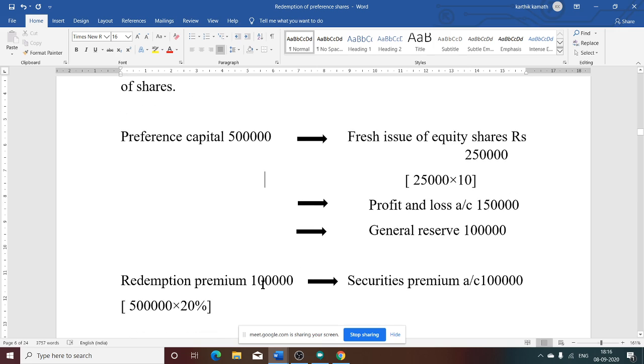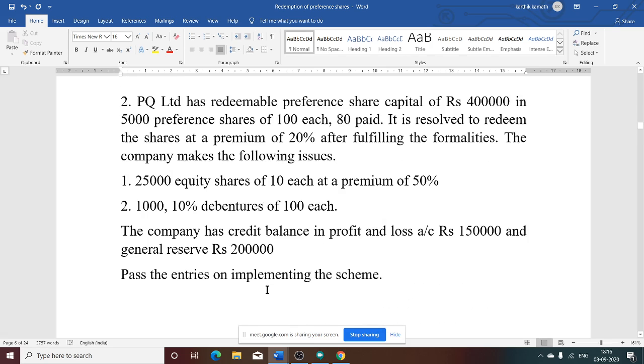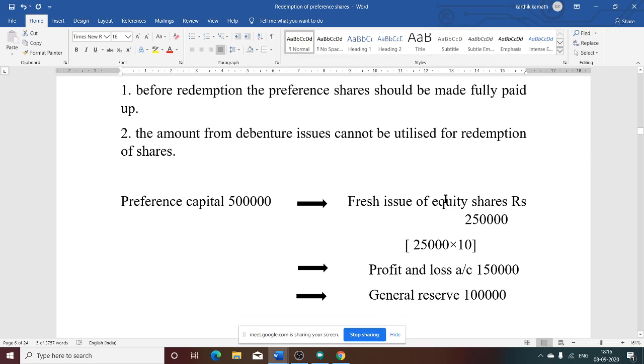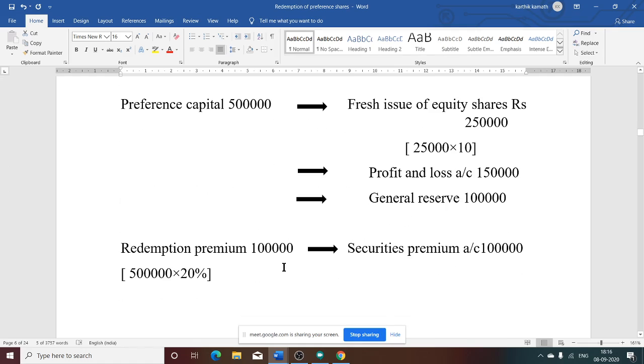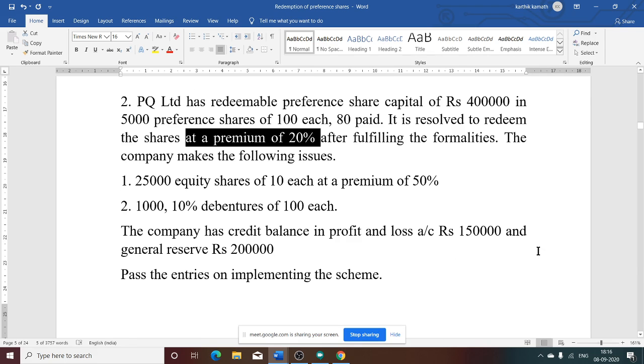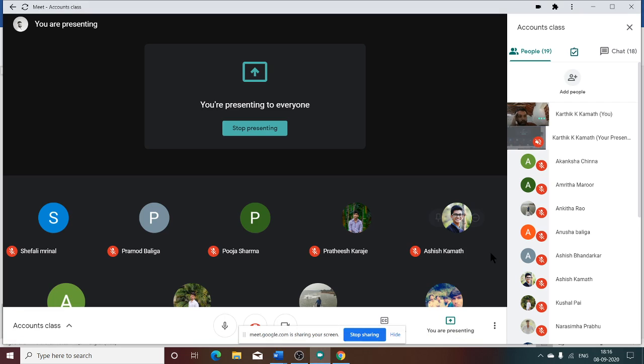The second working note is redemption premium. Here redemption is done at a premium. How do we calculate the premium amount? The premium is 20%, given in the question: it is resolved to redeem the shares at a premium of 20%. If you take 5 lakh into 20%, you get 1 lakh as the redemption premium. But here the securities premium account information is not given in the question. So how do we find out the securities premium account balance? Anyone? How do we find out the securities premium information here? Unmute yourself.